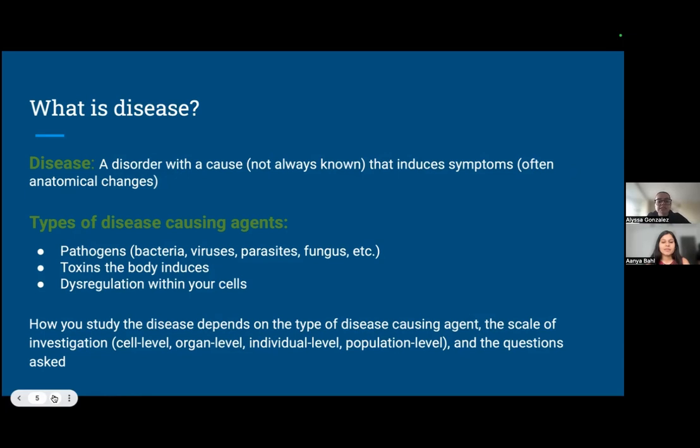But how you study a disease depends on the type of disease causing agent, the scale of investigation, and the questions that you want to answer. And Anya and I will both go into our own research later on in the presentation.